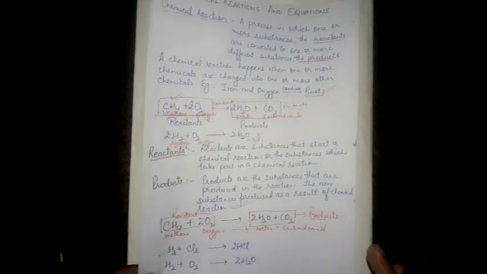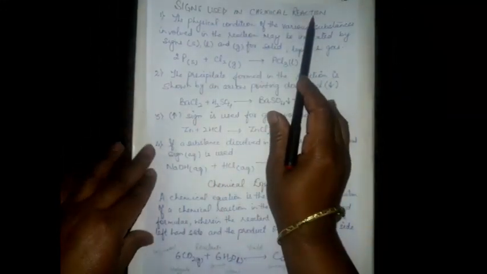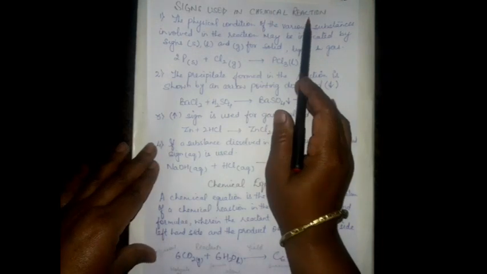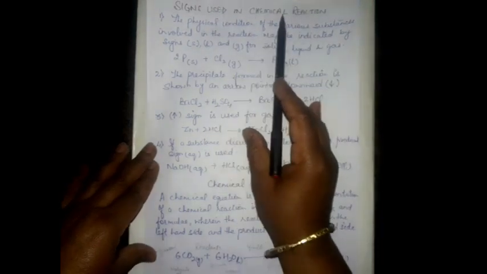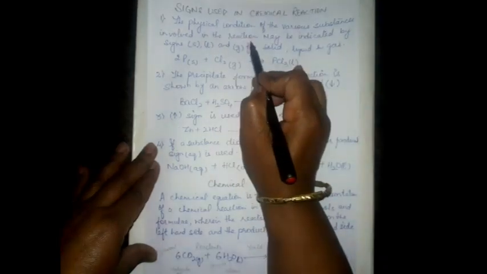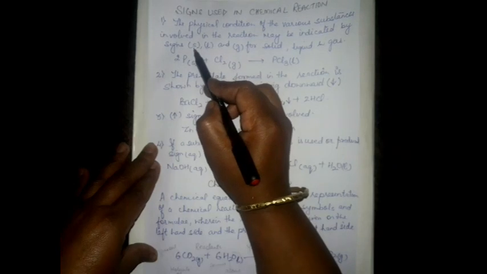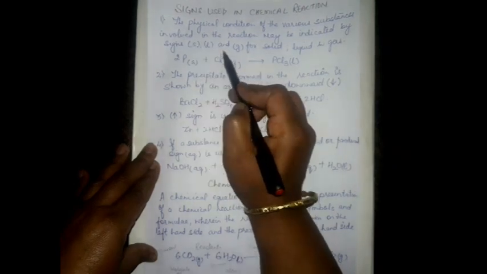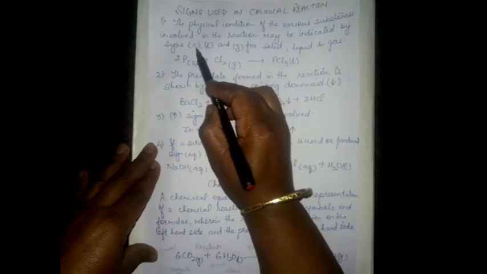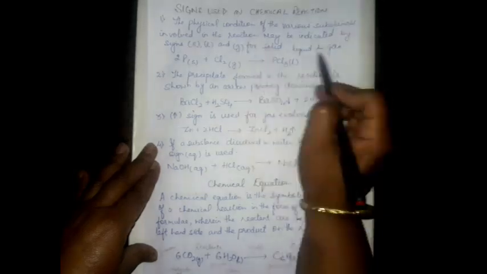Now, signs which are used in a chemical reaction. Before we go further, we should know there are various signs which are used in a chemical reaction. First, the physical condition of the various substances involved in the reaction may be indicated by signs. For example, we use (s) small s within brackets, (l) within brackets, and (g) within brackets, which indicate that s stands for solids, l stands for liquid, and g stands for gases.